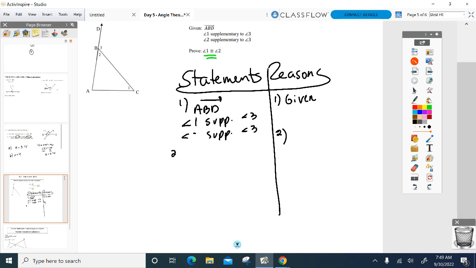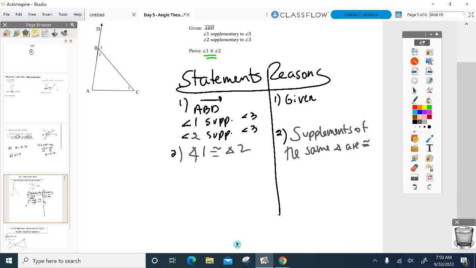So right away in step 2, we can write angle 1 congruent to angle 2 because 1 and 2 are both supplementary to what? The same angle, 3, correct. Supplements of the same angle are congruent. So if you have two angles that are supplementary to the same angle, they are congruent.